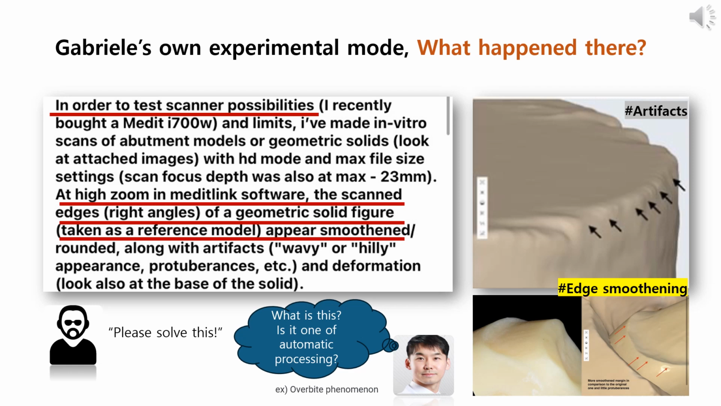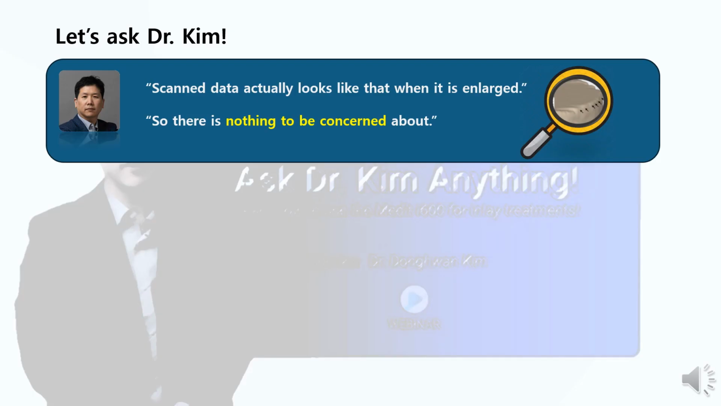However, I did not think that the scanner would specifically recognize the margin area and perform post-processing automatically. In particular, when looking at actual patient cases, such rounding was not observed. So what was happening in Gabriele's experiment? So we asked the expert that we thought would know this best, Dr. Kim, of Ask Dr. Kim Anything. His answer was very clear.